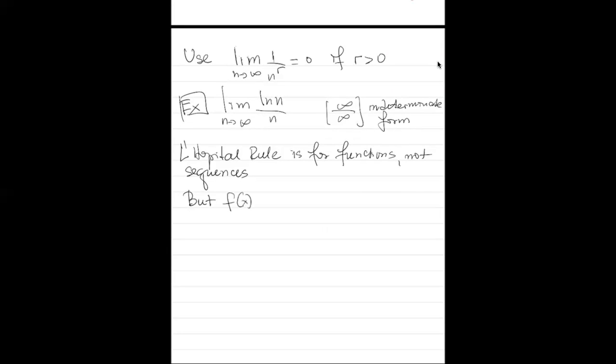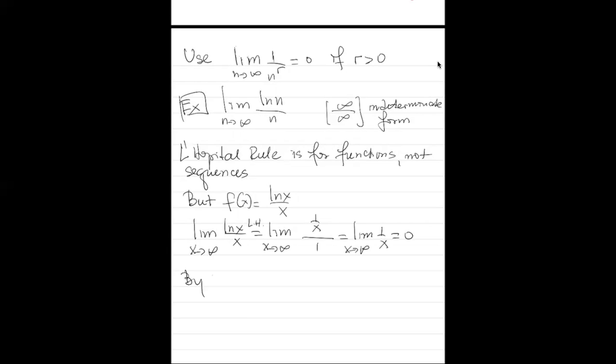We can say, but f of x is equal to ln x over x. Now this is a function, so you're going to use this rule as a function, ln x over x goes to infinity, so that is indeterminate form. So we're going to use the L'Hopital rule and find the limit of the derivative ln x, which is 1 over x, derivative of x is 1, and that is equal to, let's simplify it, 1 over x goes to infinity, that is equal to 0.